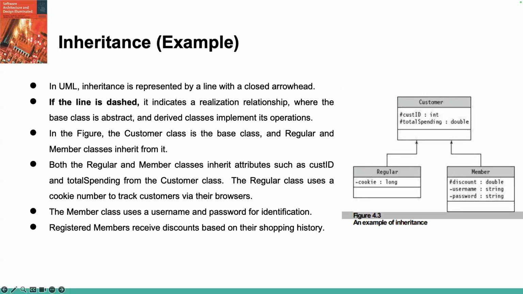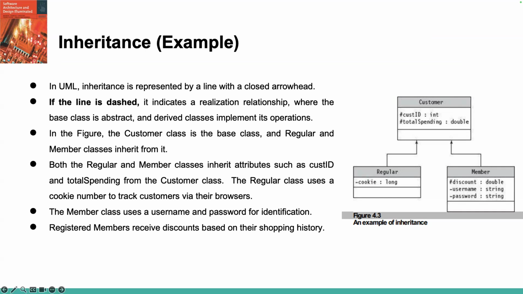In a UML diagram, inheritance is represented by a solid line with a closed arrowhead pointing from the derived class to the base class. This indicates that the derived class inherits the attributes and operations of the base class. If the line is dashed, it indicates a realization relationship, where the base class is abstract and the derived class must implement its operations. In this figure, we see a Customer class as the base class and 2 derived classes, Regular and Member.